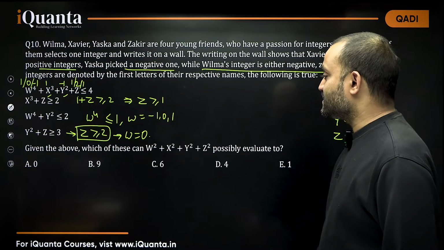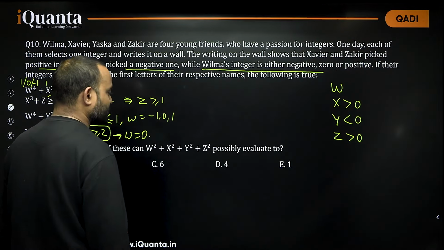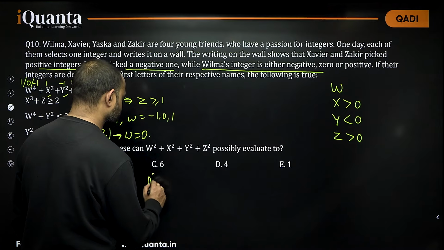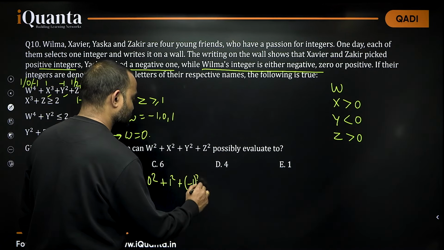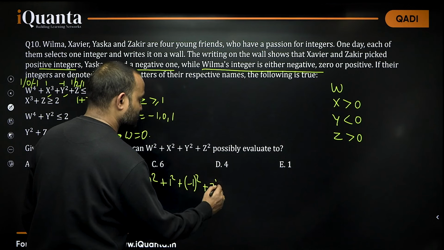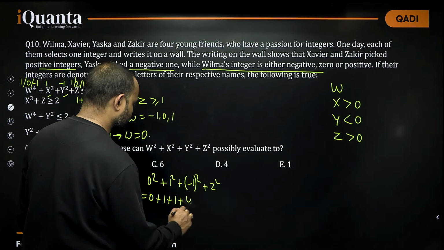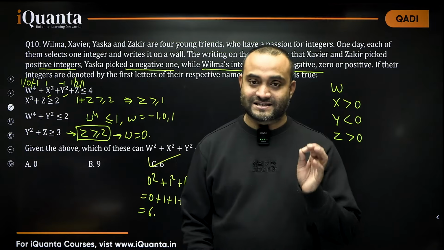Question is, given the above, which of these can w square plus x square plus y square plus z square possibly evaluate to? So w will be 0, 0 square, x will be 1, 1 square, y will be -1, so -1 square, z will be 2, 2 square. So 0 plus 1 plus 1 plus 4. So the given sum will be exactly 6, nothing else.